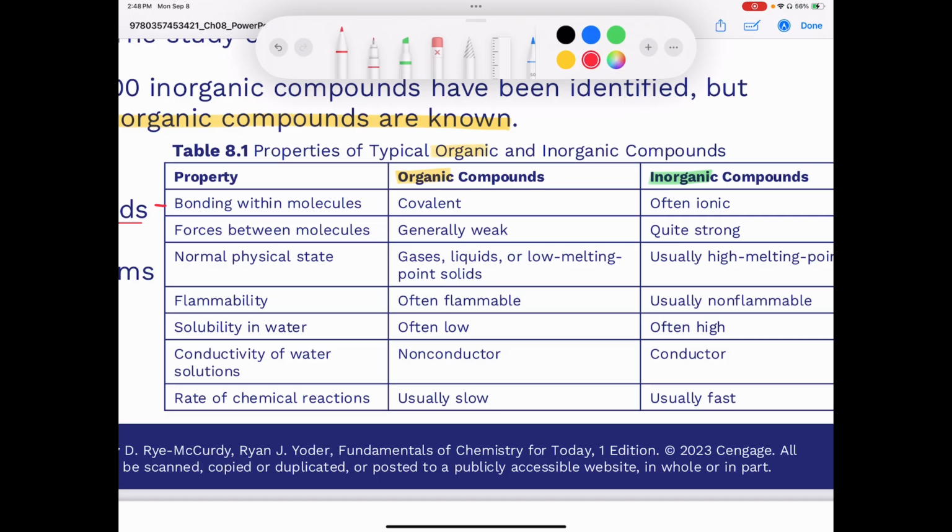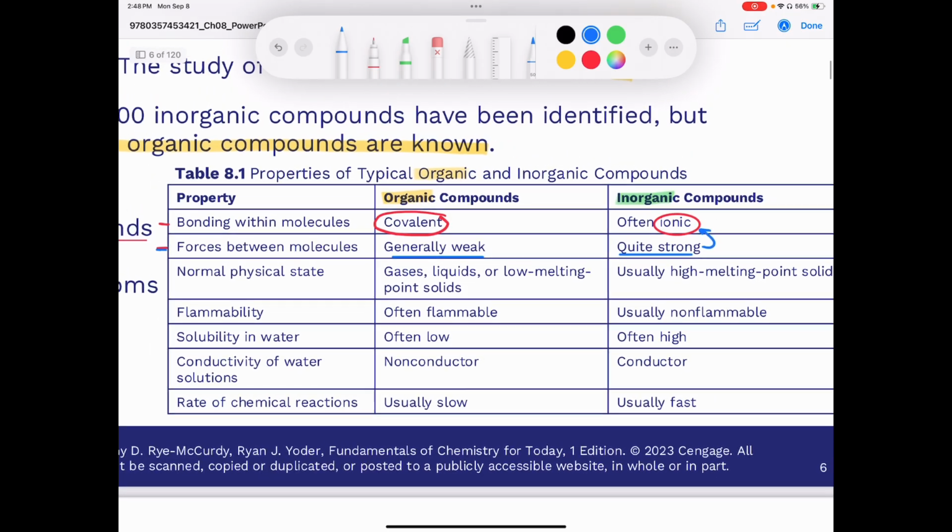With inorganic compounds, they're oftentimes going to be ionic compounds, whereas when we're talking about organic compounds, they're going to be covalent compounds, okay? The intermolecular forces between the molecules with organic molecules is generally going to be weak. Things like hydrogen bonding, dipole-dipole forces, London forces. Whereas with inorganic compounds, it's going to be quite strong, right? And that's because ionic bonds are much stronger than covalent bonds.